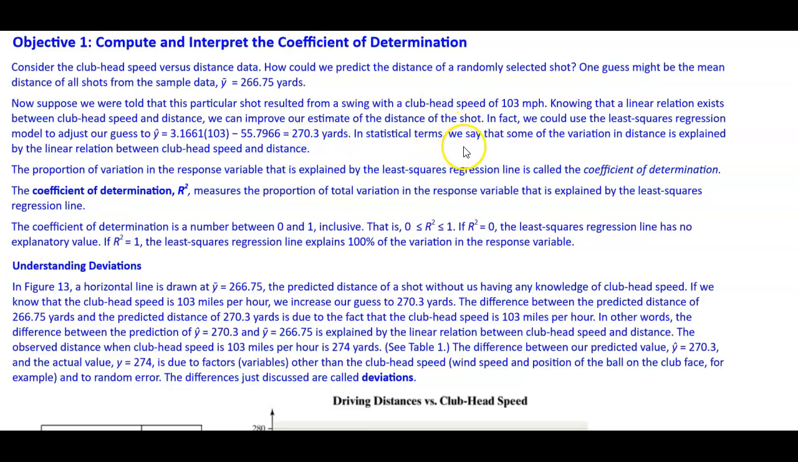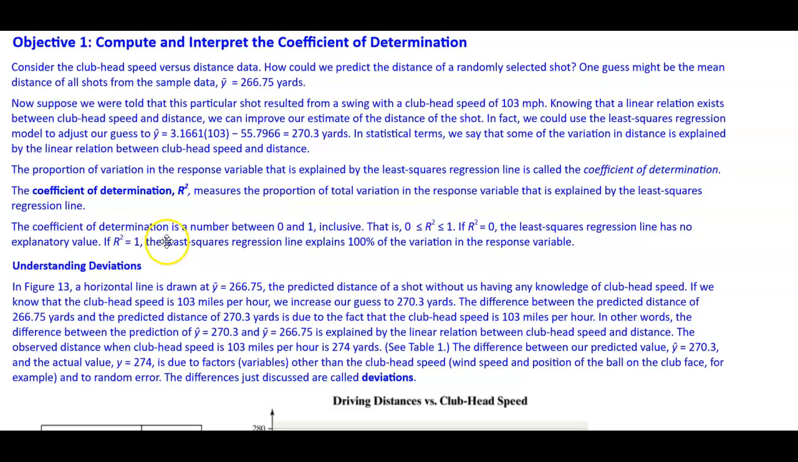In statistical terms, we say that some of the variation in distance is explained by the linear relation between club head speed and distance. The proportion of variation in the response variable that is explained by the least squares regression line is called the coefficient of determination. The coefficient of determination, with the symbol capital R squared, measures the proportion of total variation in the response variable that is explained by the least squares regression line.